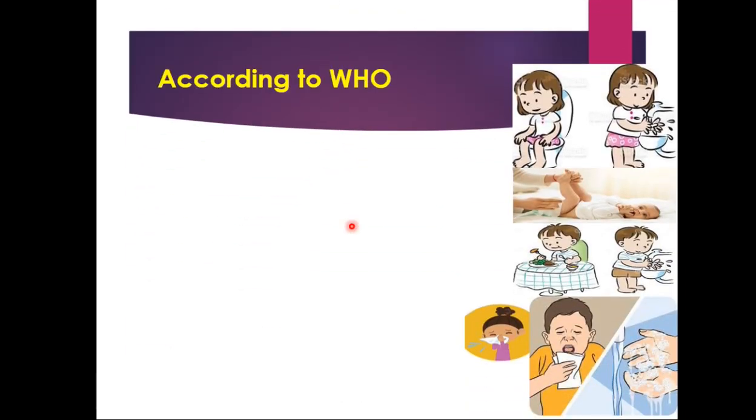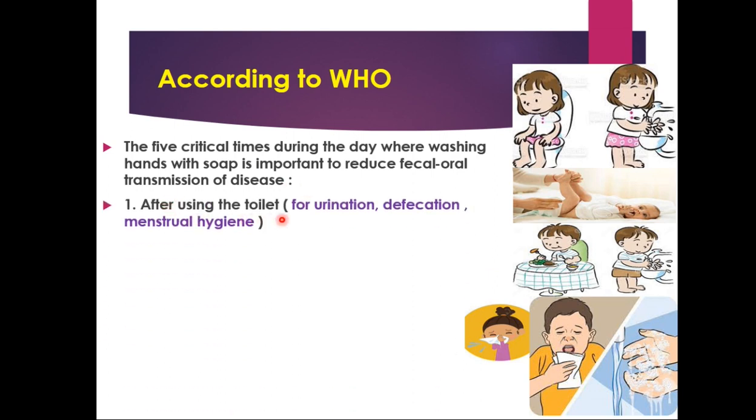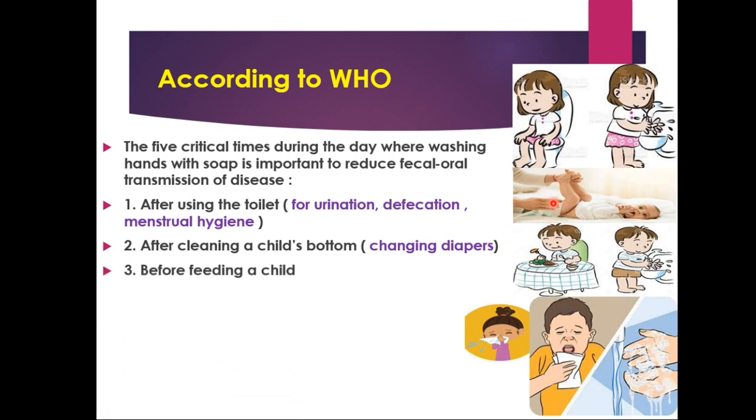Next, we will discuss, according to WHO, the 5 critical times during the day when washing hands with soap is important to reduce the fecal-oral transmission of disease. What are they? First, after using the toilet. For urination, defecation, even after menstrual hygiene, you have to wash your hands. Next, after cleaning a child's bottom, that means after changing the baby's diaper, you have to wash your hands. Then before feeding a child, you have to wash your hands, okay?